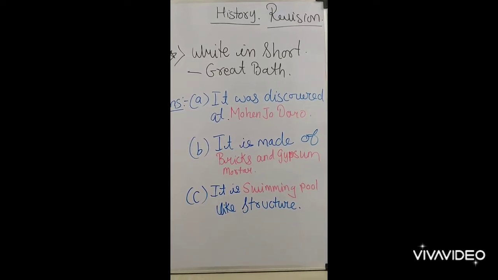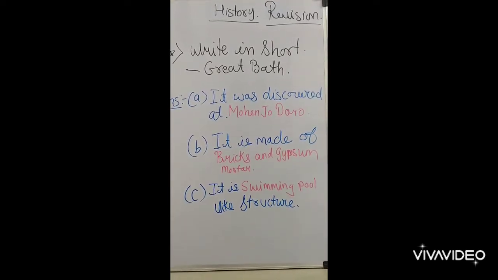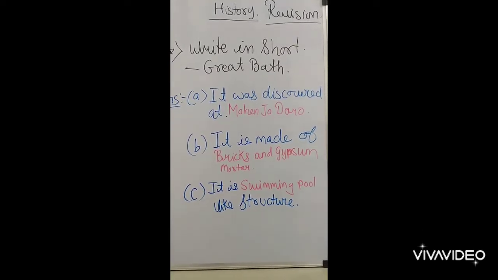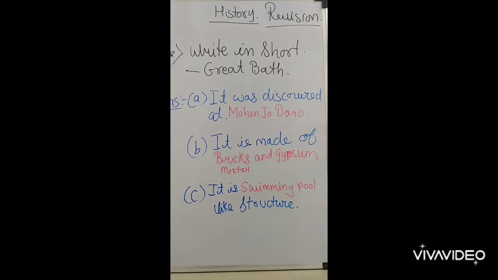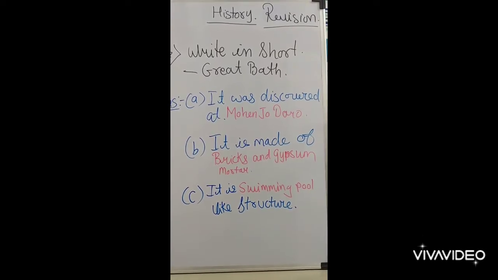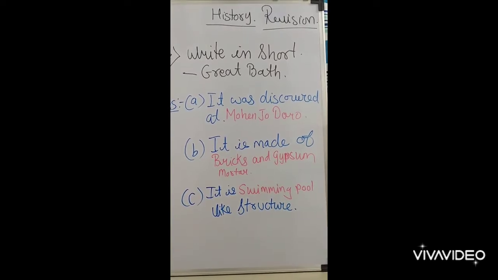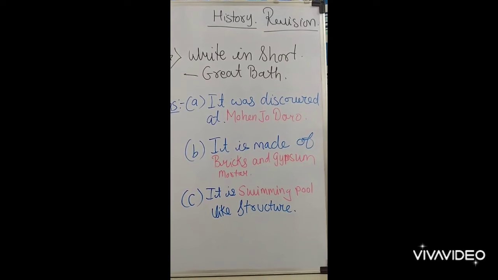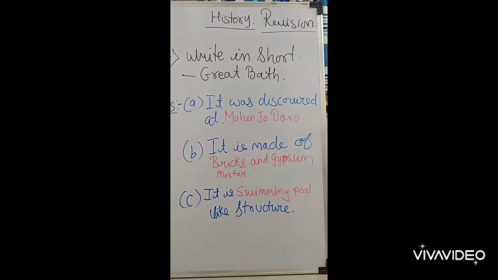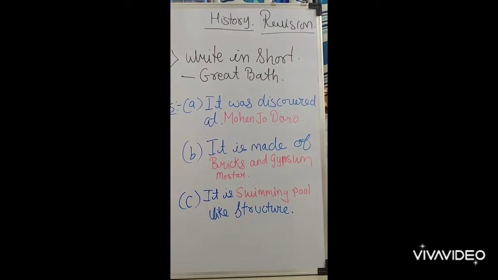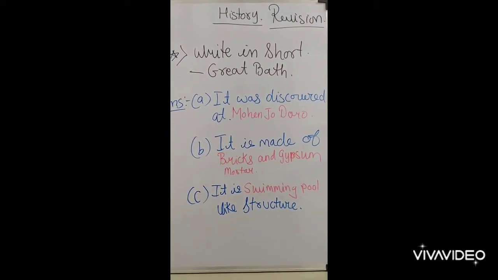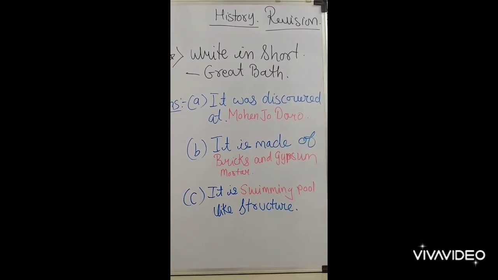It is asking, write in short about Great Bath. Now in this kind of question, write short notes or describe about Great Bath or any other thing, you get the liberty to add any points in that answer, not just like the previous question which I had shown. Here, when I'm asking to write in short about Great Bath, you have the chance to write any points. As it is said, the first point is that it was discovered at Mohenjo-daro.